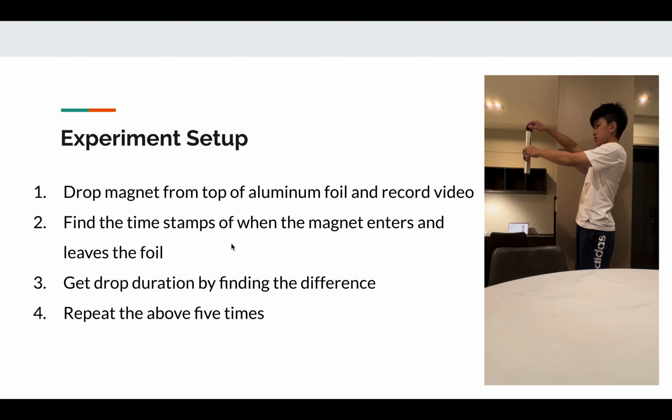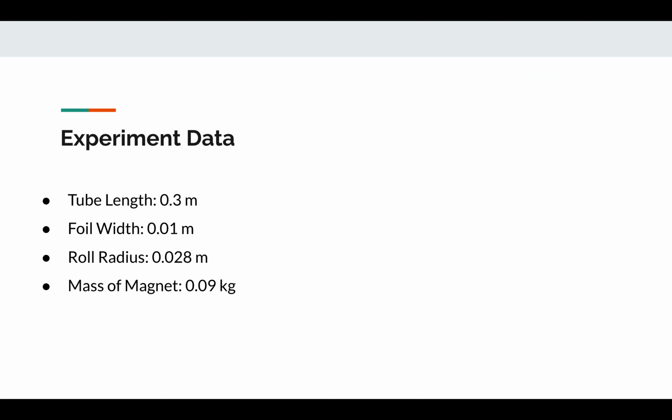This is my experiment setup. I drop a magnet from the top of the aluminum foil and I record the timestamps. After that, I calculate the dropping time by calculating the differences. And then I do the same thing 5 times.